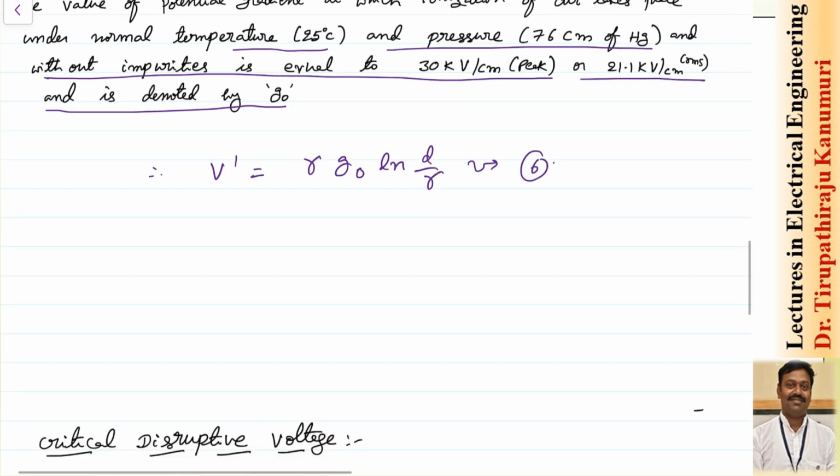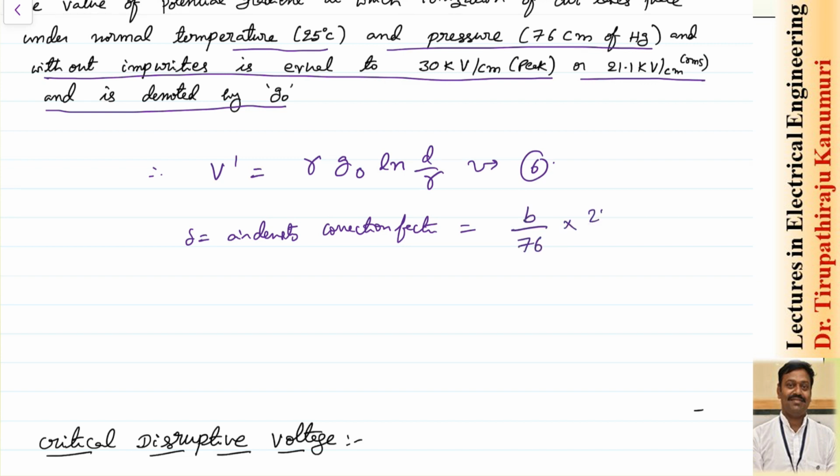The dielectric strength of air changes because the temperature is not constant, it will go on changing. So if the temperature is changing, we will add one more parameter called delta, which is the air density correction factor. This air density correction factor will be equal to B divided by 76 multiplied by (273 plus 25), this is the normal temperature, divided by (273 plus T), because it is represented in kelvins. So this will become 3.92 B divided by (273 plus T), where B is the barometric pressure in Hg and T is the temperature.